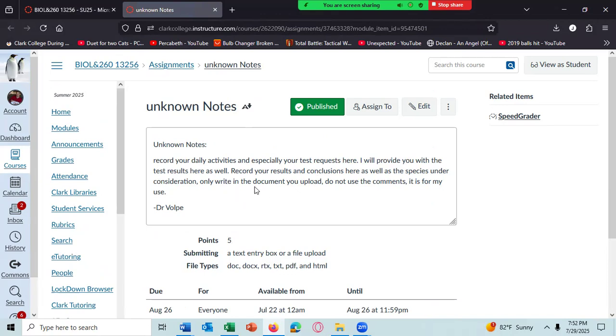A lot of students do not put in the last results and conclusions for the last test they requested, in which case they'll get a penalty. Some students don't put in the species under consideration, which they'll get a penalty. Some students do not separate the results and the conclusions, and they're treating them, I guess, like the same, in which case they'll get a penalty. Any question about how the unknown notes will be graded? All right.